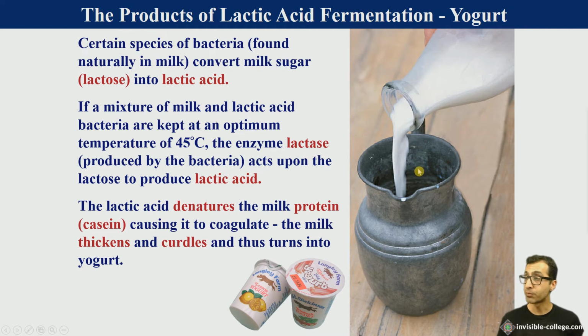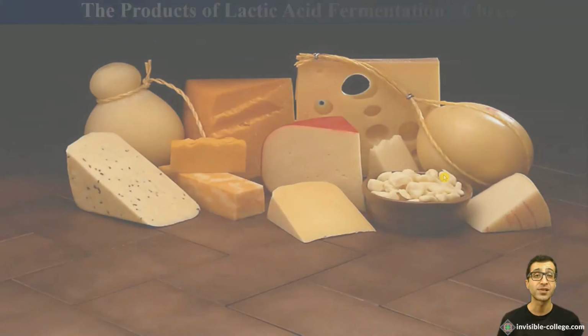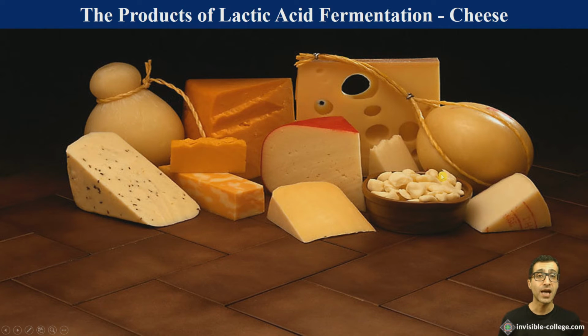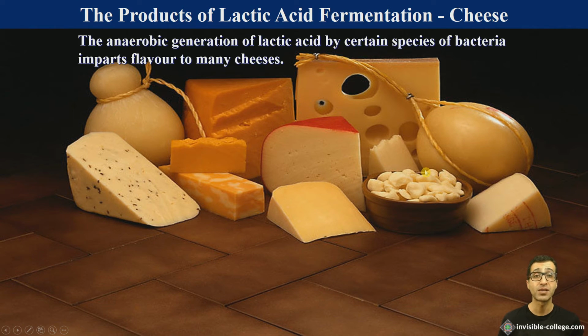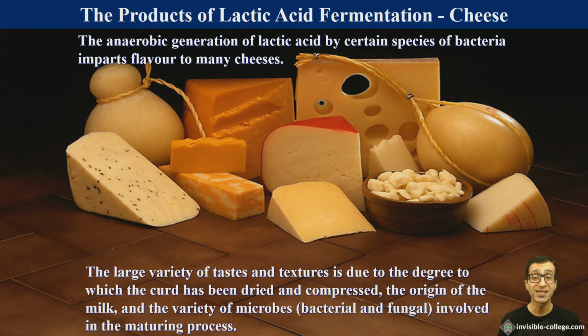Now another important product of these types of processes is the production of cheeses. So the anaerobic production of lactic acid by certain types of bacteria, this is actually what gives many cheeses their flavour. Now the large variety of the tastes and textures is due to the degree to which the curd has been dried and compressed, and also the origin of the milk and the variety of the bacteria and fungi which have been used in the maturing process.